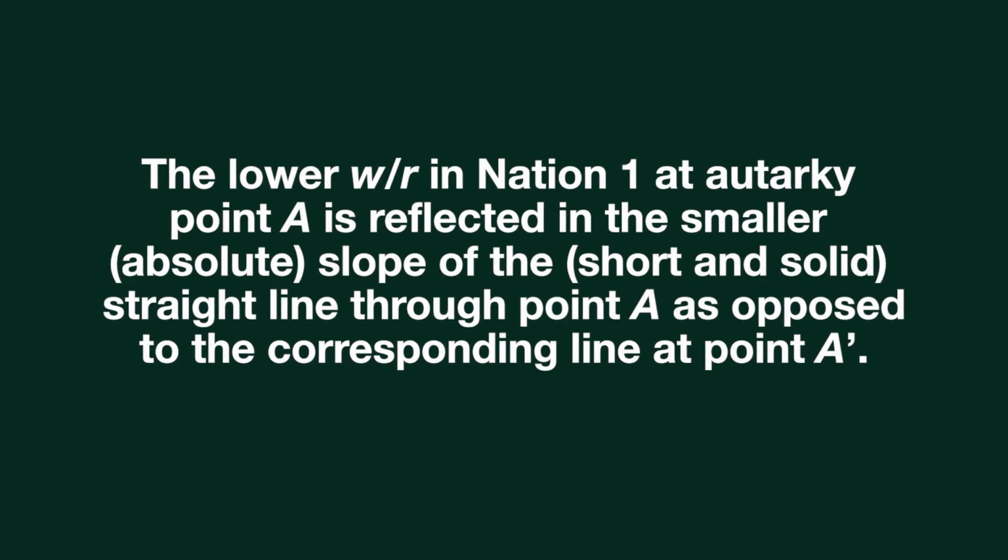The lower W by R in nation 1 at autarky at point A basically reflects a smaller absolute slope of the isoquant in production, as opposed to that of point A dash. To summarize, in a no trade equilibrium at point A, nation 1 is using a smaller K by L ratio in production of commodities as compared to nation 2.